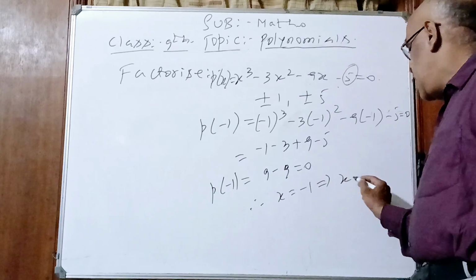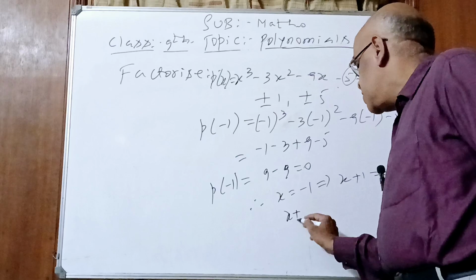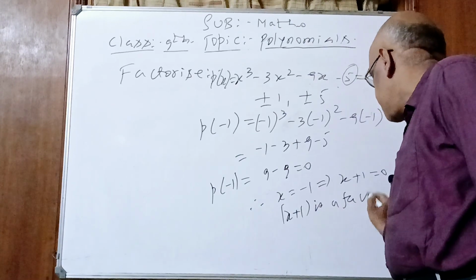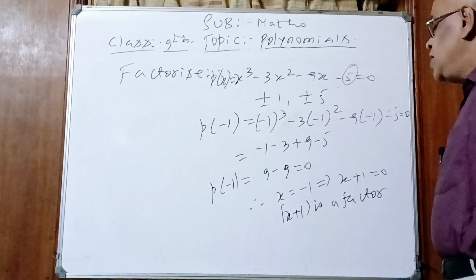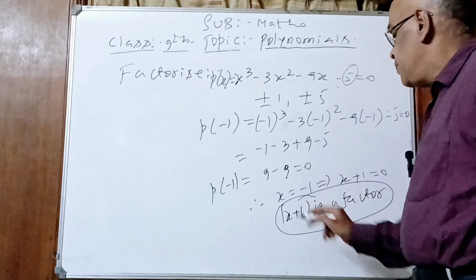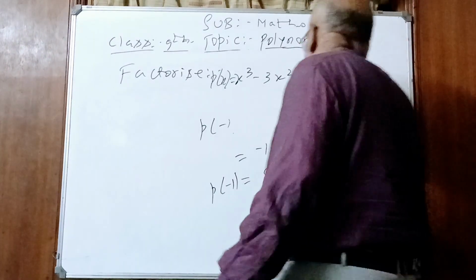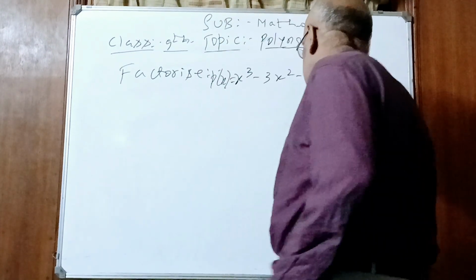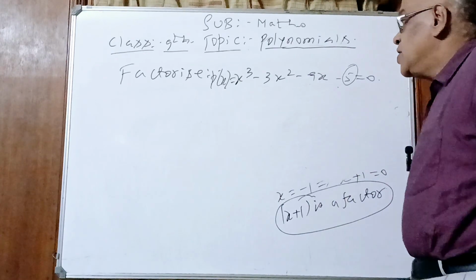Therefore, x is equal to minus 1, which implies that x plus 1 is equal to 0. So, x plus 1 is a factor. Yes or no, children? Now, yesterday we did one sum based on this. So, please pause my video and get your doubts clear. If you have any doubt, put it in the comment box. Understood?